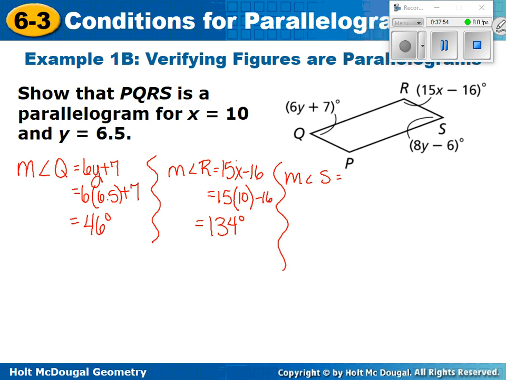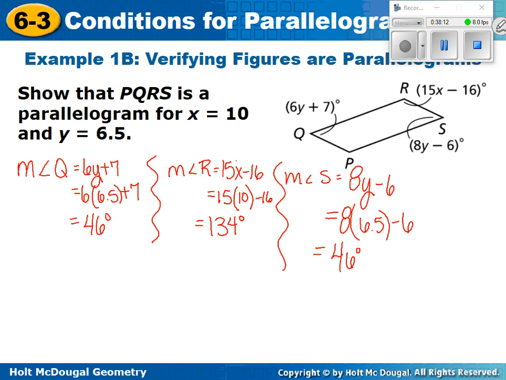And then we're going to do our last angle S, 8y minus 6. What is 8 times 6.5 minus 6? 46 degrees.